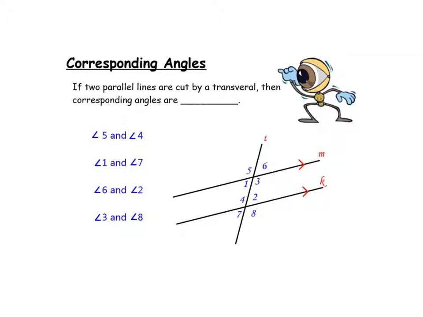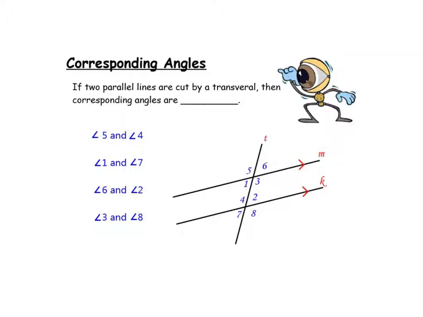So the first set of angles that we're going to look at are called corresponding angles. Okay, and we talked about corresponding parts before. Remember when we were talking about congruent polygons, and we said corresponding parts had to be congruent. Well, we have corresponding angles that happen here too. We said corresponding meant in the same position.